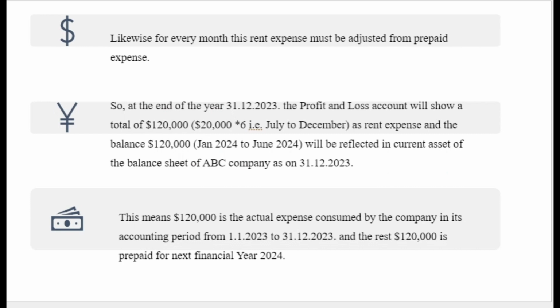At the end of the year 31/12/2023, the profit and loss will show a total of $120,000. That means $20,000 into 6 months, July to December, as rent expense, and the balance of $120,000, which belongs to the next financial year but was paid in advance, will be reflected in the current asset of the balance sheet of ABC company as on 31/12/2023. So this means $120,000 is the actual expense consumed by the company in its accounting period or financial year, which ranged from January 1st, 2023 to December 31, 2023, and the rest $120,000 is prepaid for the next financial year, and it will be reflected under current asset of the balance sheet.